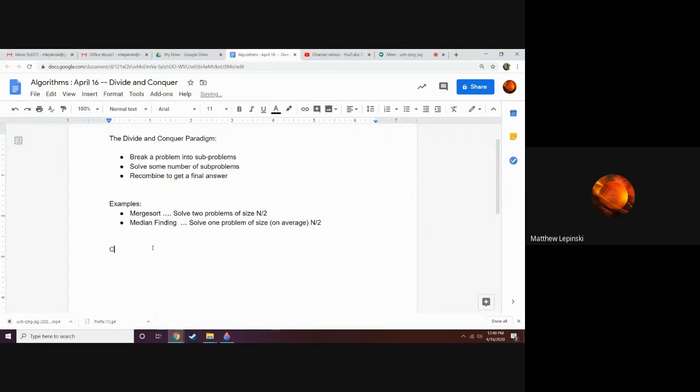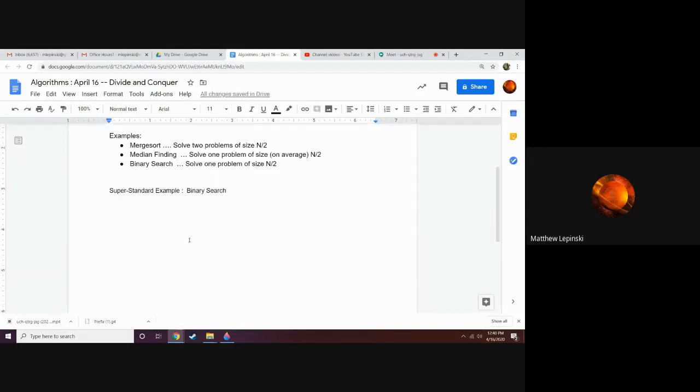The super standard example of all of this is always merge sort. The other one that you've probably seen is binary search. Solve one problem of size n over 2. Binary search is the problem of finding something in a sorted list. We've done a lot of sorting in this class, so why don't I just do the binary search example?